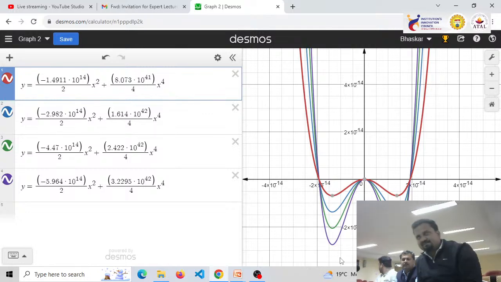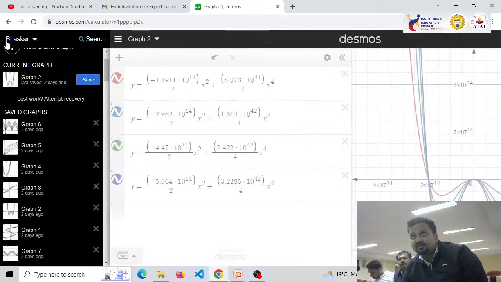The graphs which we have studied are for the ferroelectric capacitor. Now the next graph which I will be discussing will be for the FEDE heterostructure. Okay. So let me go to graph number 3.